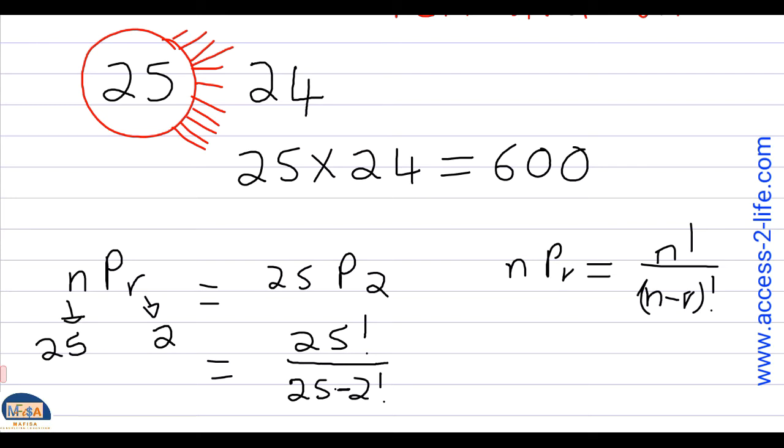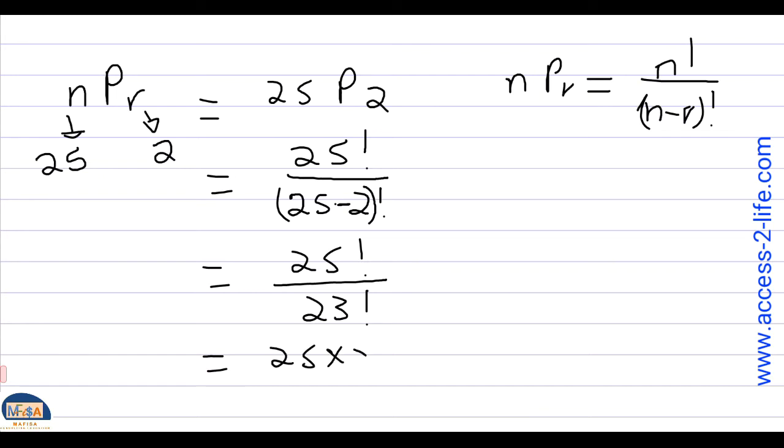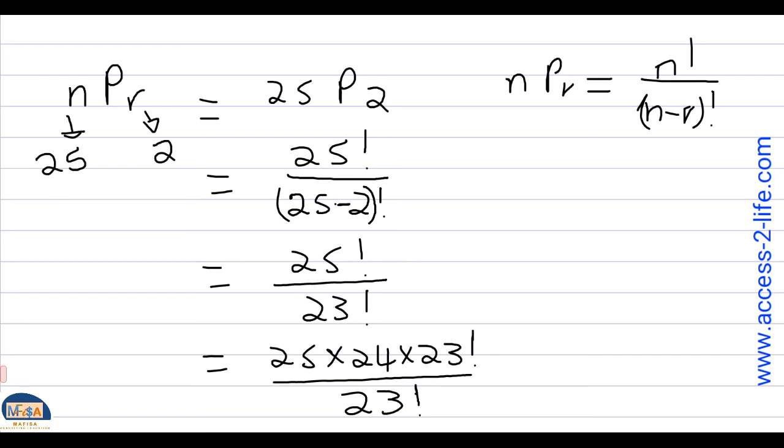So you're coming back to the current setup. We've got 25 factorial over 25 minus 2, all factorial. So that is 25 factorial divided by 23 factorial. But 25 factorial is the same as 25 times 24 times 23 factorial, divided by 23 factorial. Then the 23 factorials cancel out and we're left with 25 times 24, which gives us 600, like we had previously.